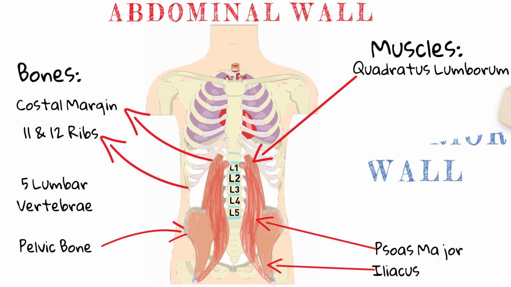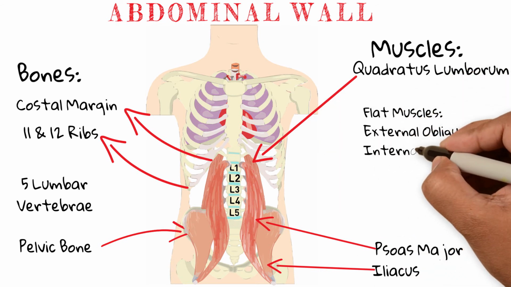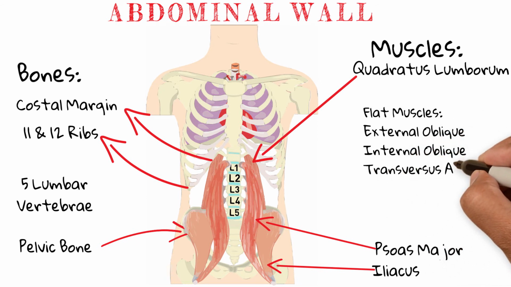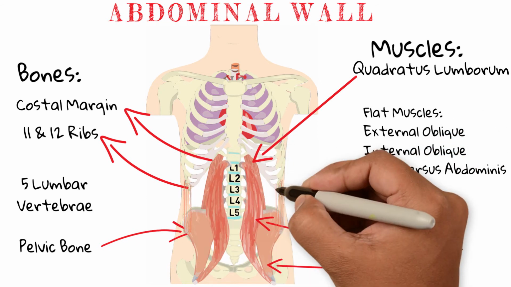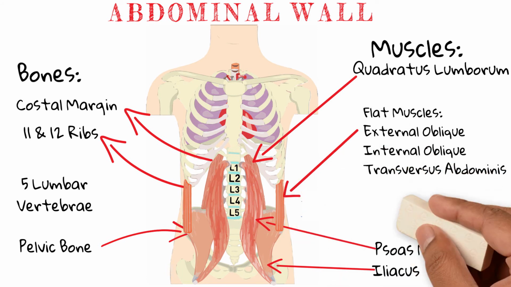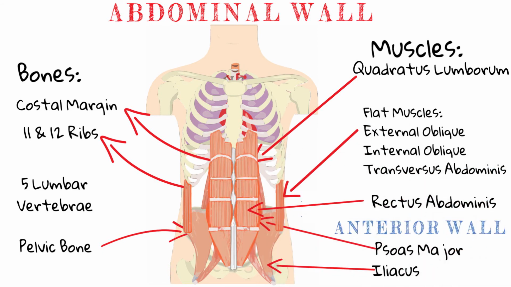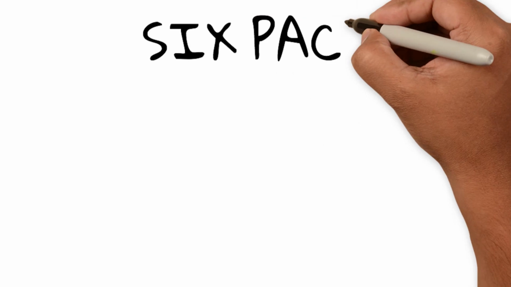At each side, the muscles external oblique, internal oblique, and transversus abdominis, also called the flat muscles, form what we call the lateral walls. And finally, at the front, we have the rectus abdominis muscle, which forms the anterior wall. And yes, that is the famous six-pack.